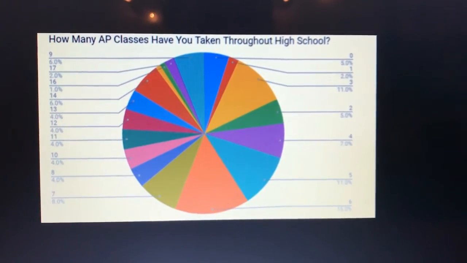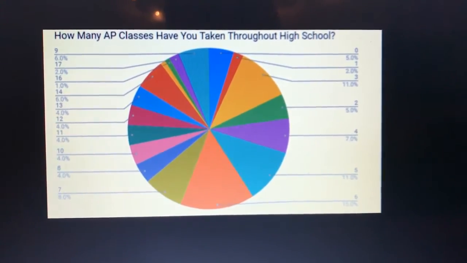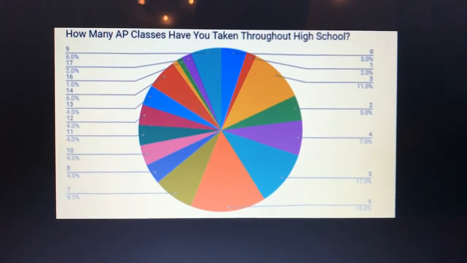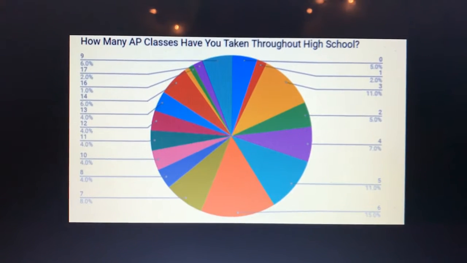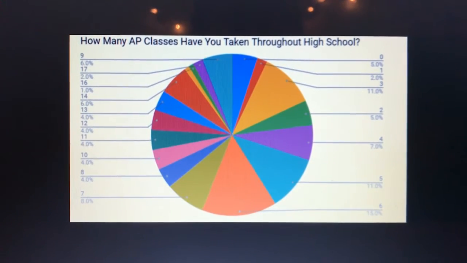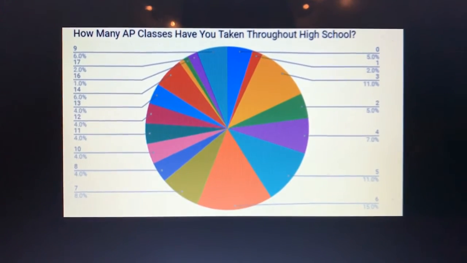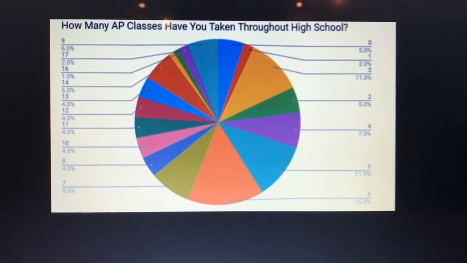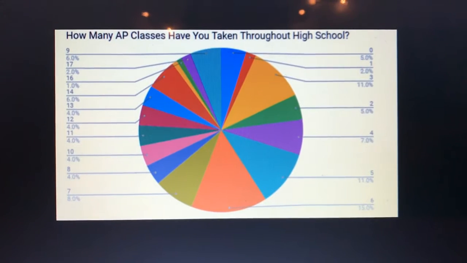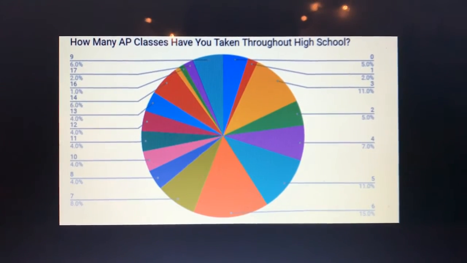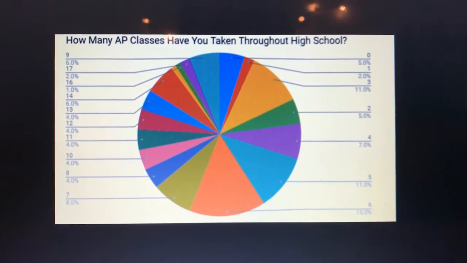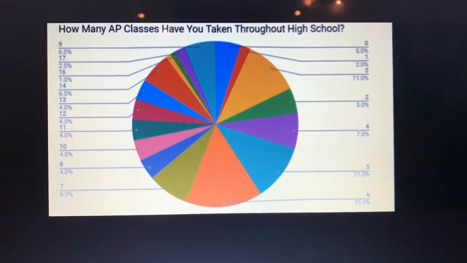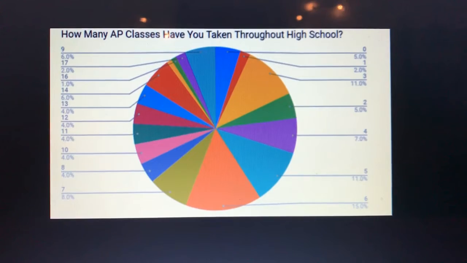This is a pie chart we made of our data, and each sliver represents a different number of AP classes. If you look, the numbers 0 through 6 represent about 50% of the whole graph. That shows there's a trend that most people at Panther Creek took a fewer amount of AP classes than some of their peers.